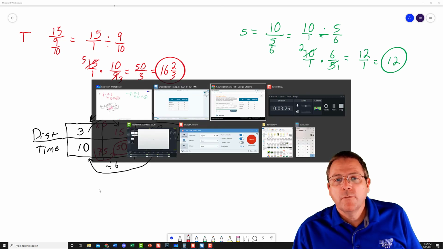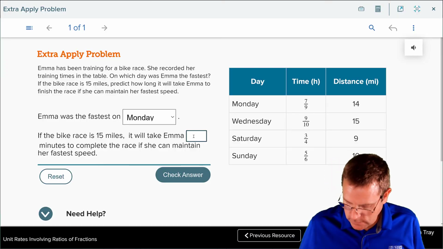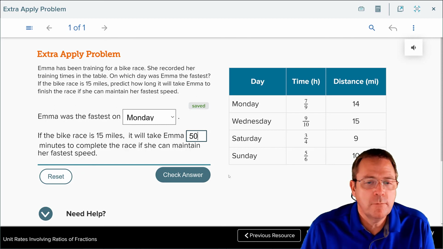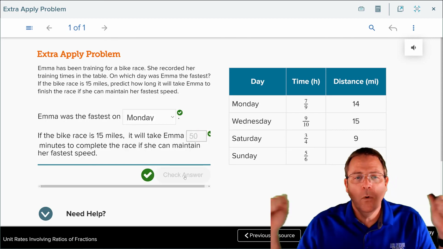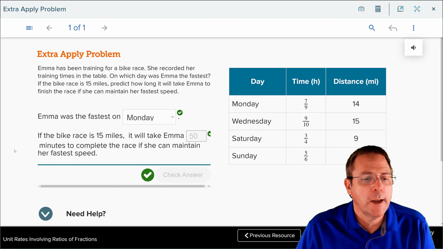We'll go back over to our answer document, see if Mr. Reitz is right or if I just screwed everything up. Let's find out. Woohoo! I got both of my answers right.